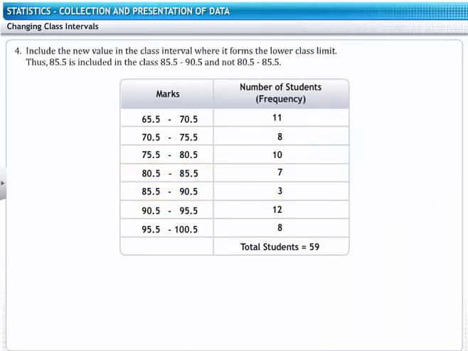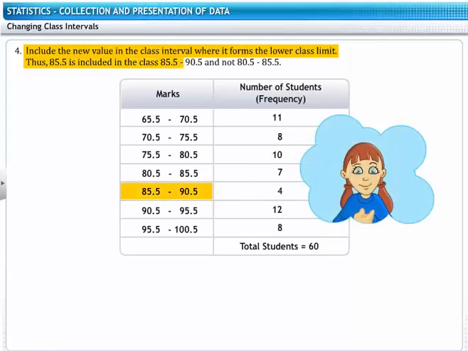In such cases, by convention, we include the twice occurring value in the class interval where it forms the lower class limit. Thus, 85.5 will be included in the class 85.5 to 90.5 and not 80.5 to 85.5.